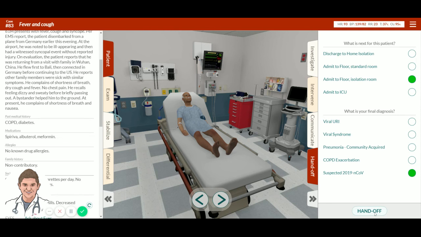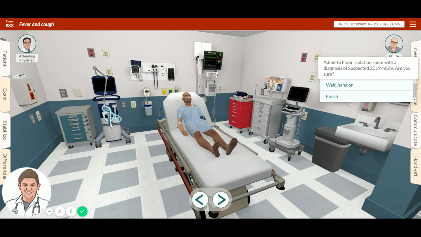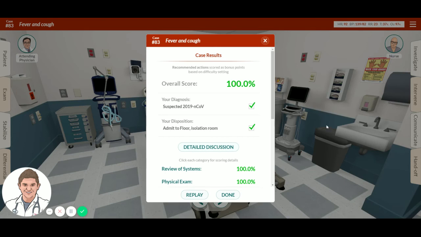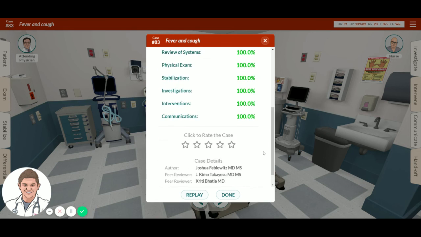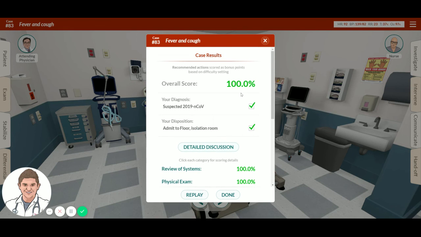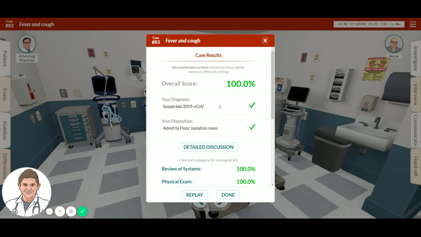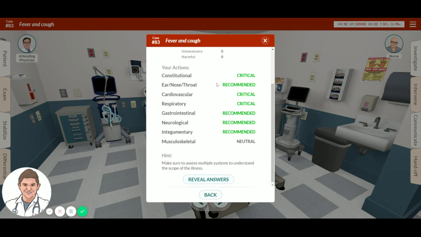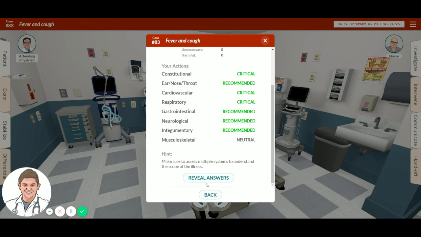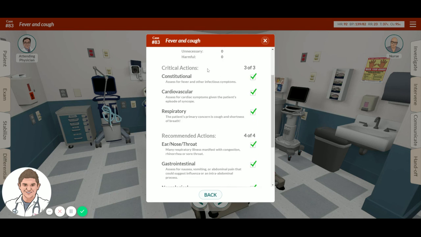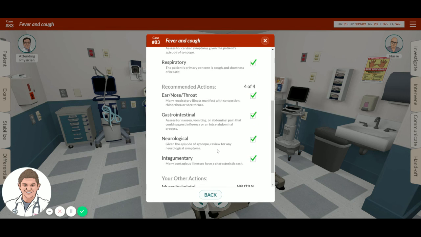All right, so I'm going to finish off this case. Hand off. We're ready to go. Nurse says, are you sure? Yep, I'm sure. Awesome. All right, so I wrote this case, so good thing that I know the answers to it. So this is your results. It breaks down everything you did in the case. Remember, you can look into each category and see whether something was critical, recommended, or action was neutral. And then if you want more detail, you can drop into the answers and get explanations for each action, why that made sense in this particular case.